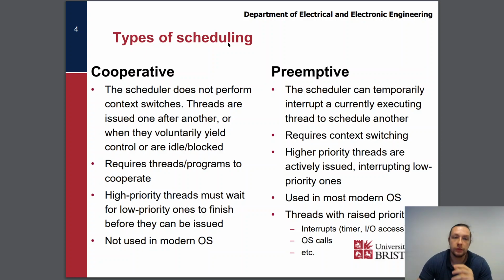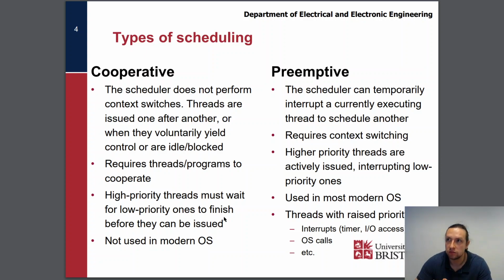We have, in general, two types of scheduling: cooperative scheduling and preemptive scheduling. In cooperative scheduling, the scheduler does not perform aggressive context switches. The threads are issued one after another, or when they voluntarily yield control, or are either idle or blocked. It requires the threads to cooperate, hence the name, and high priority threads must wait for low priority ones to finish before they can be issued.